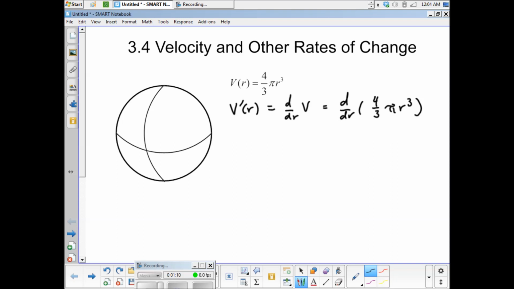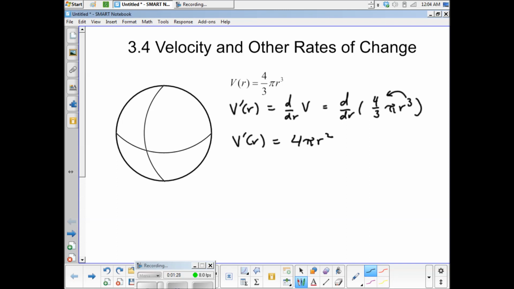So we'll just use our power rule. Bring the 3 out to the front and multiply it with the 4/3, and then we'll take 1 power off the r, and we'll be left with V prime of r equals what? 4 pi r squared.